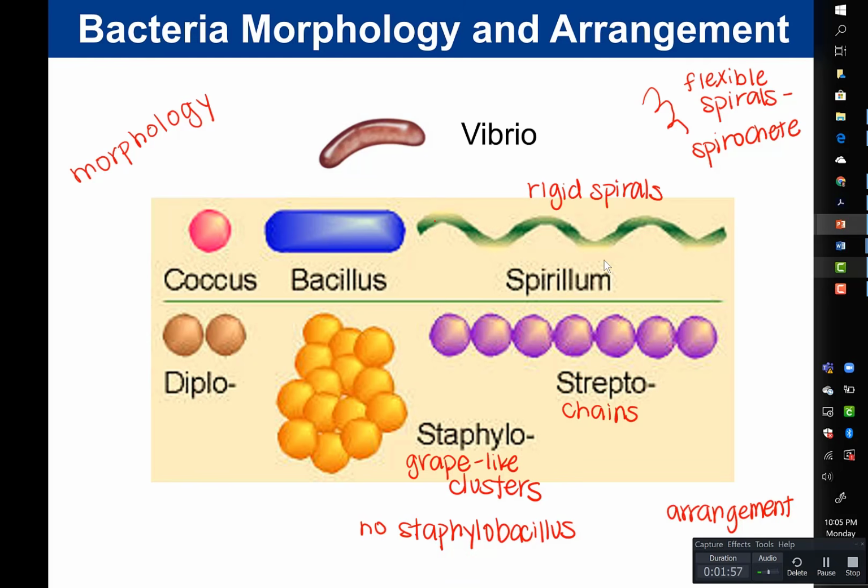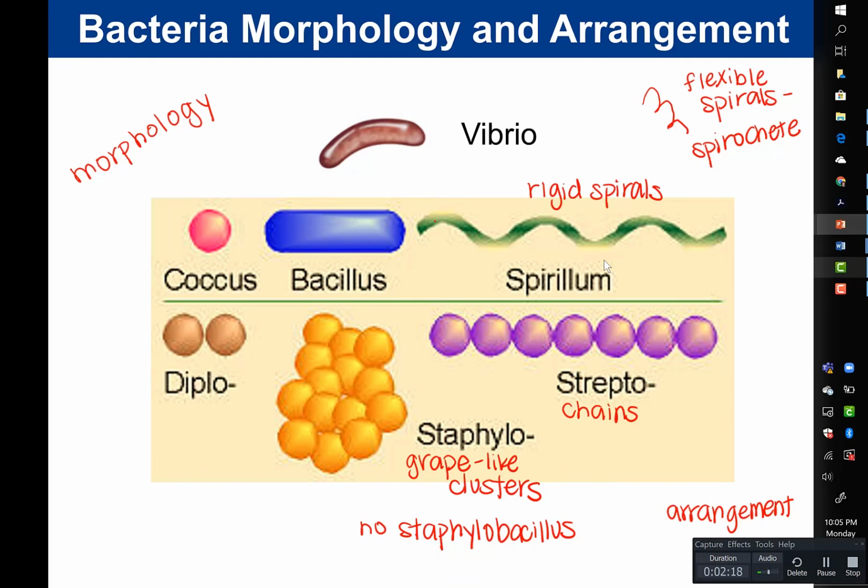And so you want to understand the different types of morphology. So that spherical is a coccus, a rod is a bacillus, a curved rod, what looks like a comma, is going to be a vibrio. You want to know that a spirillum is a rigid spiral and a spirochete is a flexible spiral. Those are morphology. Those are shapes.